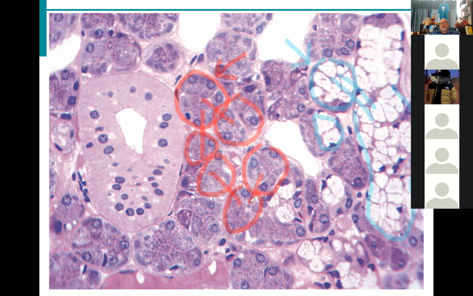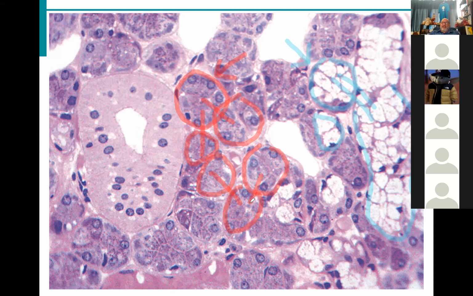Compound tubulo-alveolar. There you go, a compound tubulo-alveolar gland. Excellent. Now, normally when we think compound, you have to see two or more ducts and two or more secretory structures. We definitely see two or more secretory structures, but we only see one duct. Notice this is a very high magnification view, so it's not a stretch to think that there might be another duct somewhere in this gland.